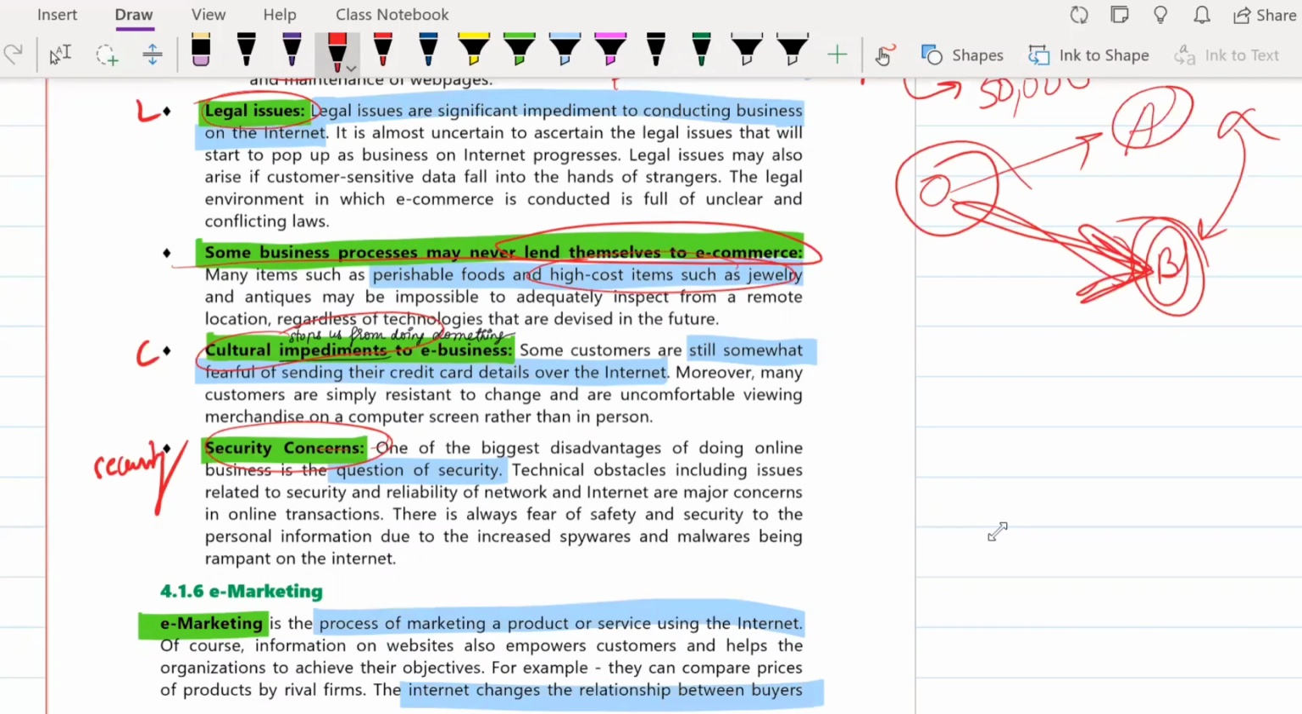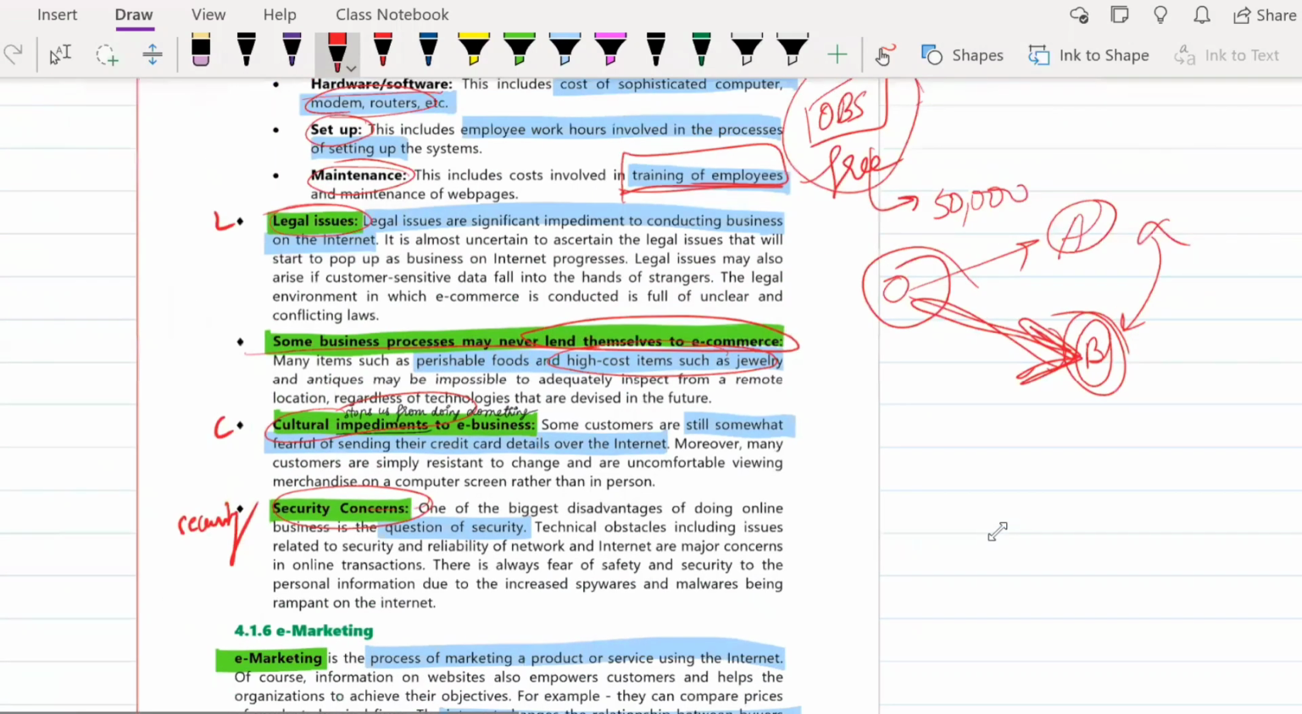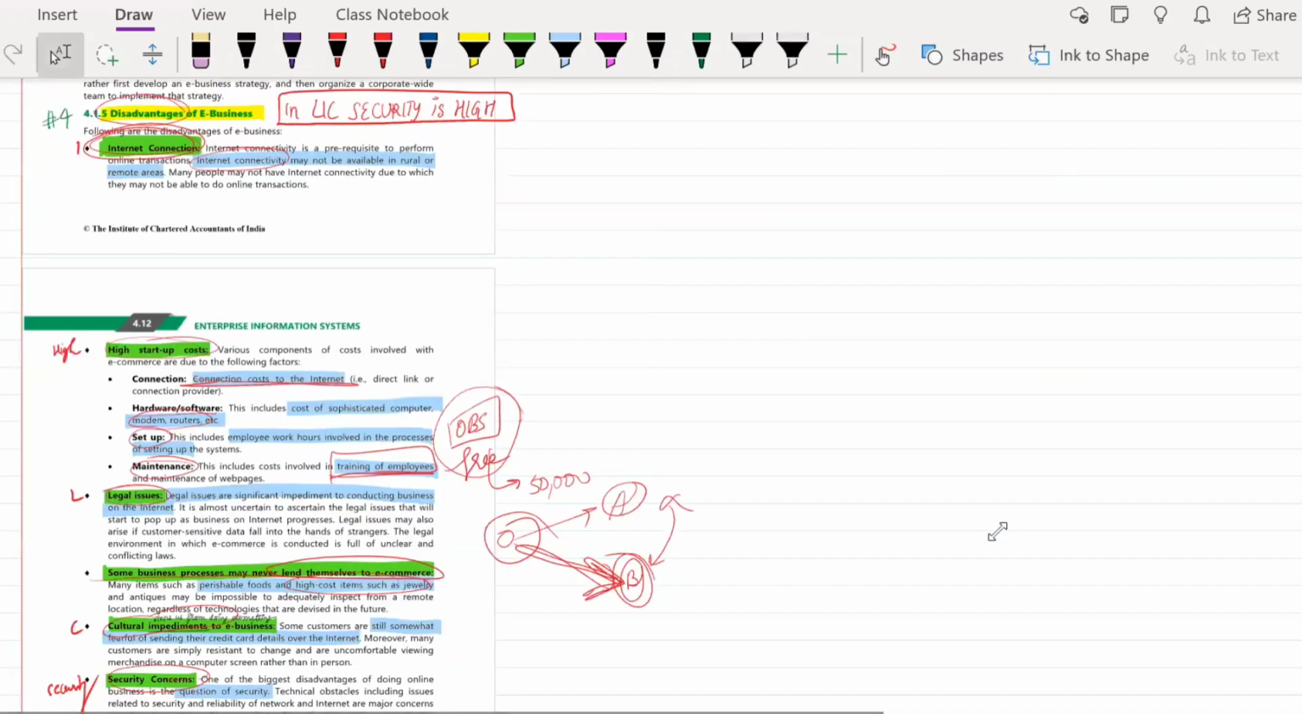High cost items such as jewelry, now it is actually getting delivered also. If you see, Carrot Lane is there, with very costly diamond jewelry, gold jewelry also, people have now started purchasing it online. So now this point they are saying is that perishable goods or high cost items may not come up to e-commerce because of the nature of the products that they sell, but now the scenario has kind of changed. So these were the disadvantages of e-business.